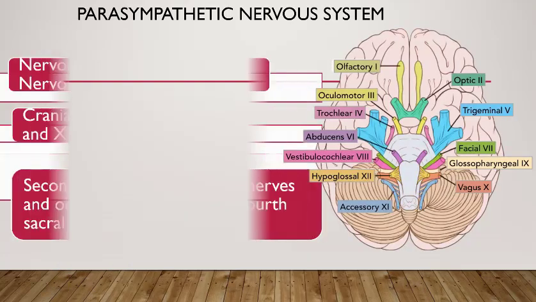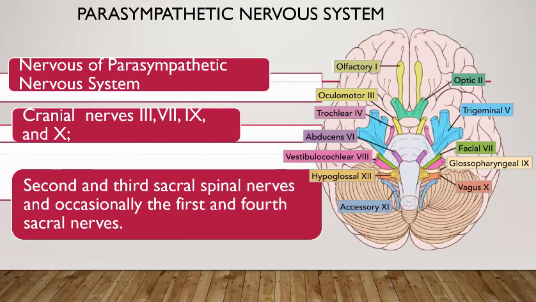The parasympathetic nervous system uses cranial nerve and sacral nerve fibers. The cranial nerves are the 3rd nerve, 7th nerve, and 9th and 10th, and the sacral nerves are the 2nd and 4th nerve. They originate from the sacral region, and the cranial nerves originate directly from the brain.